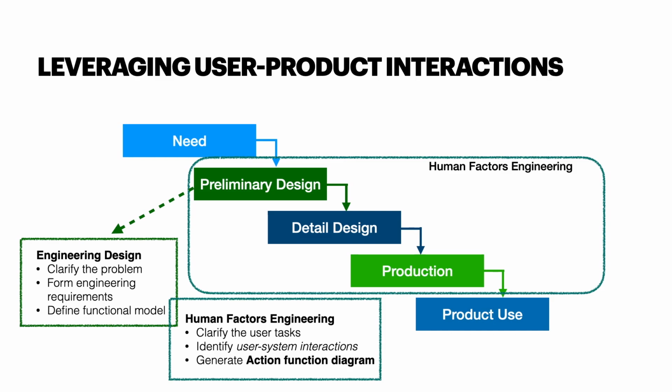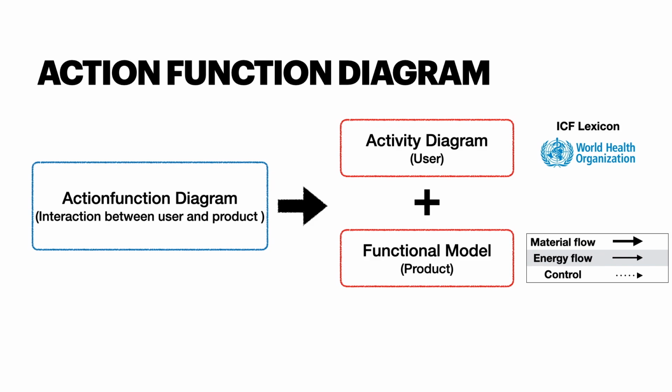And what type of human factors can we introduce here if we don't have a physical prototype? Well, we can try to understand the user tasks, the things that the user needs to do. With that, we can already identify some of those user-system interactions. And we can generate an action function diagram. This is the main piece that I want you to take away from today's lecture. The action function diagram is a map that allows us to build the relationships between the user and the product.